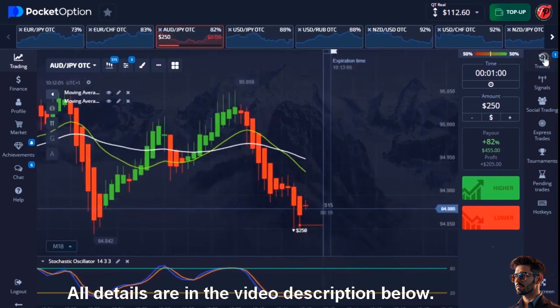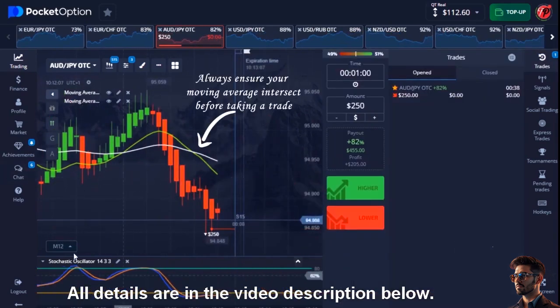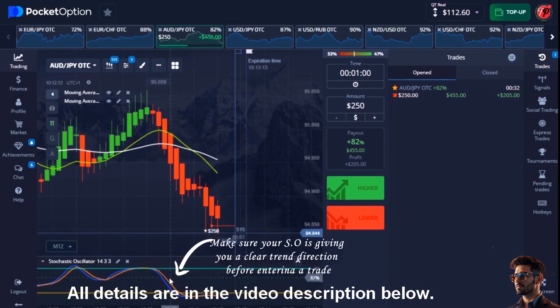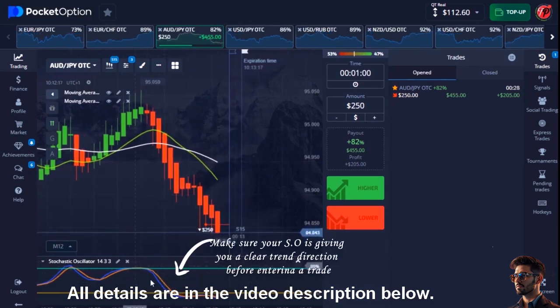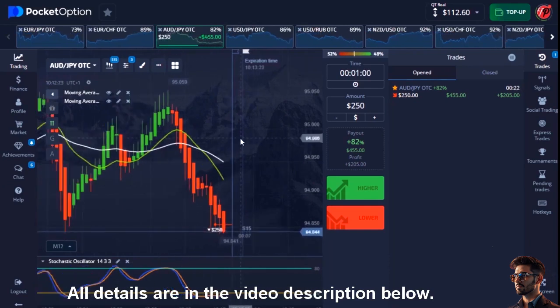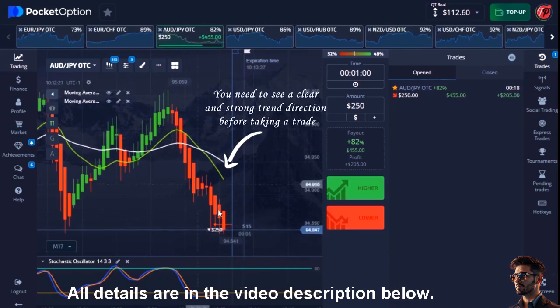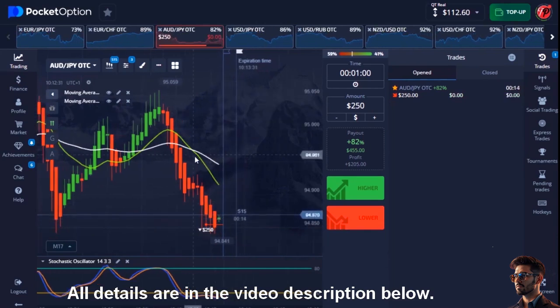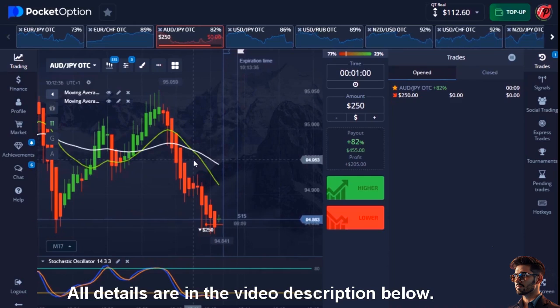Okay, so make sure that the intersection of your moving average happens, giving you a downtrend confirmation. The same thing is applicable with your stochastic. Make sure that the stochastic oscillator is actually giving you a strong downtrend. Make sure you have it in a very strong downtrend before you enter a trade. Another thing you need to keep in mind is to always make sure that the trend you are placing a trade on is a very strong trend. All right, make sure that the candlesticks on those trends are very stable. All right, so it's very important for you to put those in mind.